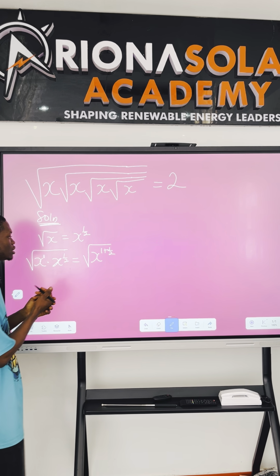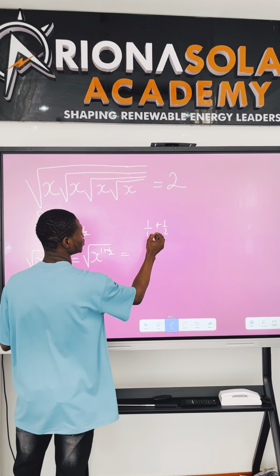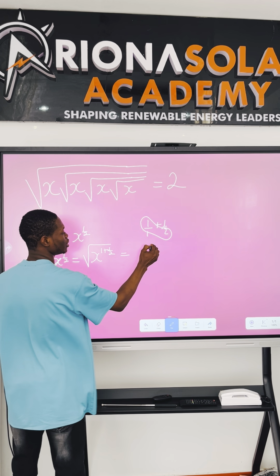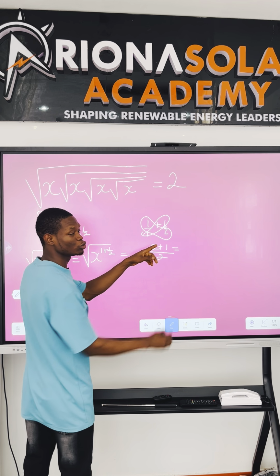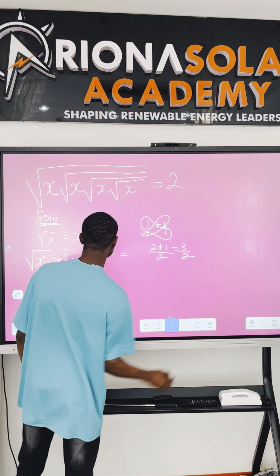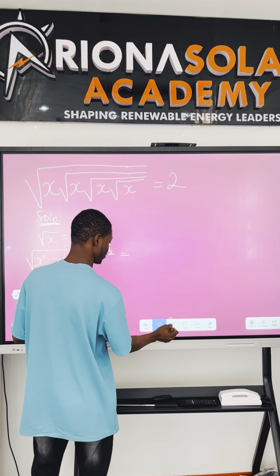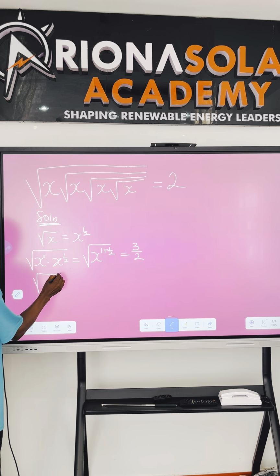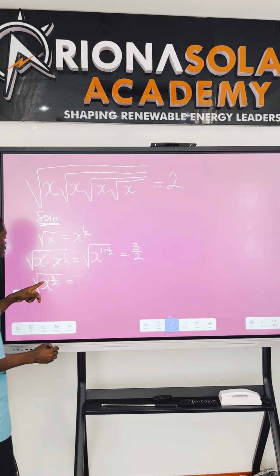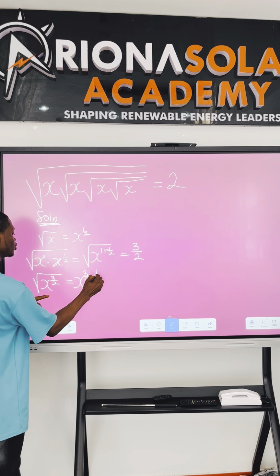Let's add it: 1 over 1 plus 1 over 2. Using the butterfly method, 2 times 1 is 2, plus 1 times 1 is 1, and 1 times 2 is 2. So 2 plus 1 is 3 over 2. So we are having this as 3 over 2. We are now going to be having square root of x to the power of 3 over 2. Now, this radical, we are going to remove the radical.